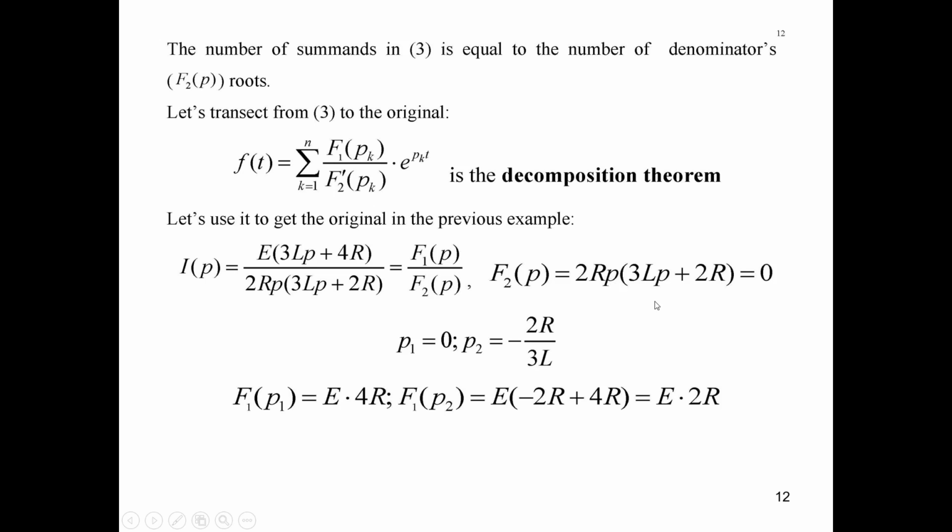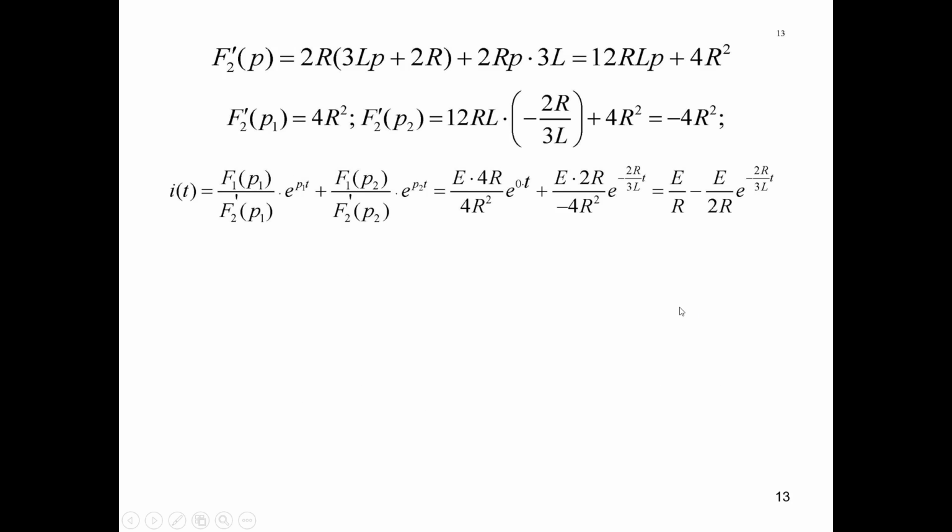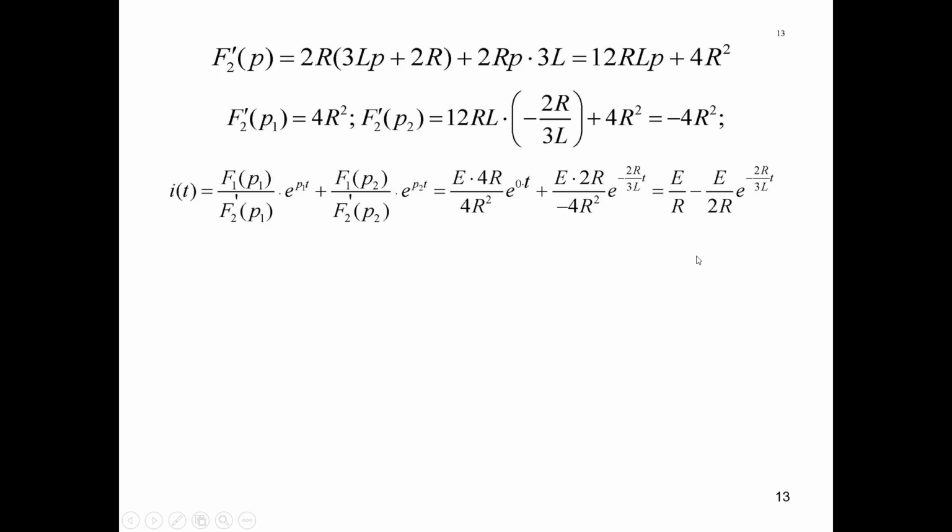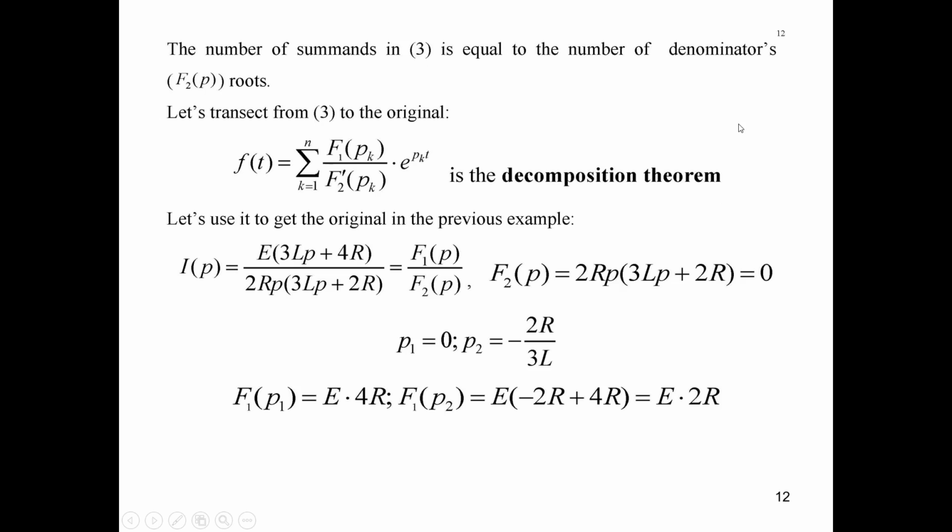Its derivative will be equal to 4r. The derivative of 4r² p will be 4r², that's all. Okay, so we've got the expression for the derivative by p of the denominator. It is here.